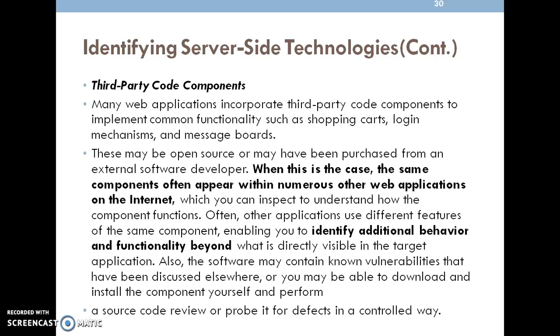Software may contain known vulnerabilities that have been discussed elsewhere. You may be able to download and install the components yourself and perform tests. So by using this open source, you can install new functionality in that application, and you can get control of the web server. This is how identifying server side technology works.